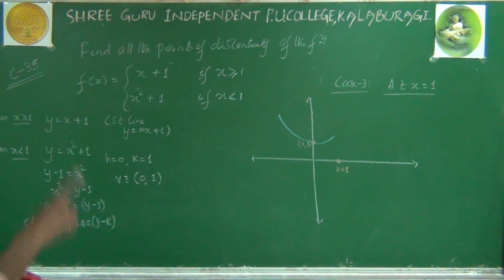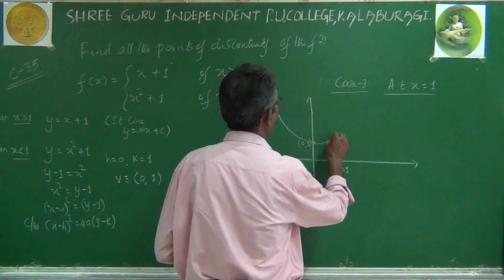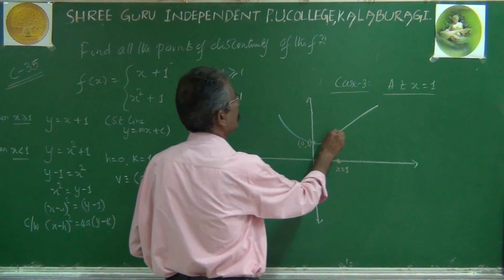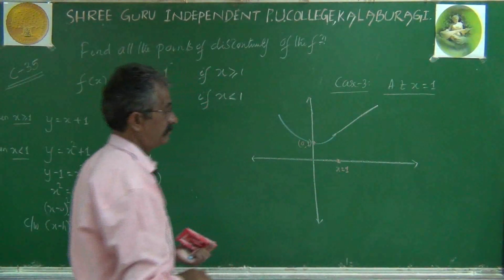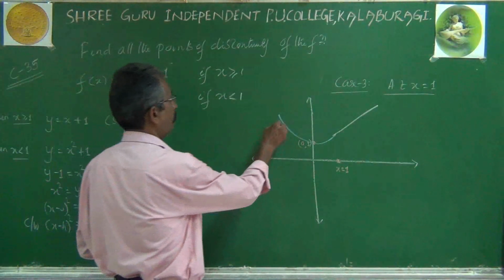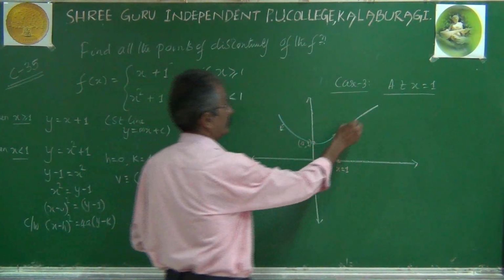But after x greater than 1, our function is a straight line. It is like this. This is a parabola. This is a straight line.